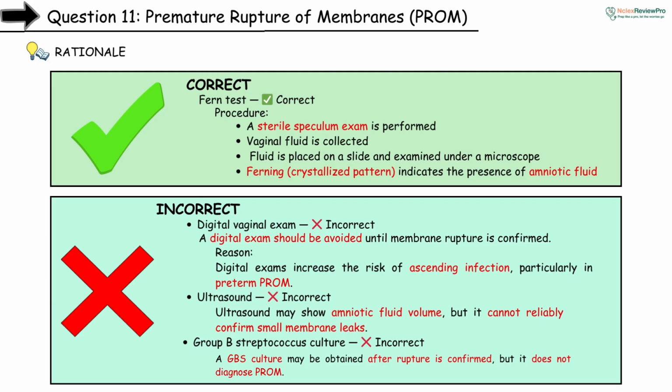Perform a digital vaginal examination. This is incorrect and actually unsafe at this stage. If PROM is suspected, digital exams should be avoided because they increase the risk of ascending infection, especially in preterm cases like this one. Perform an ultrasound. Ultrasound can estimate amniotic fluid levels, but it cannot reliably confirm whether the membranes have ruptured, especially with small leaks. Obtain a Group B Streptococcus culture. This may be done after rupture is confirmed, but it does not diagnose PROM.